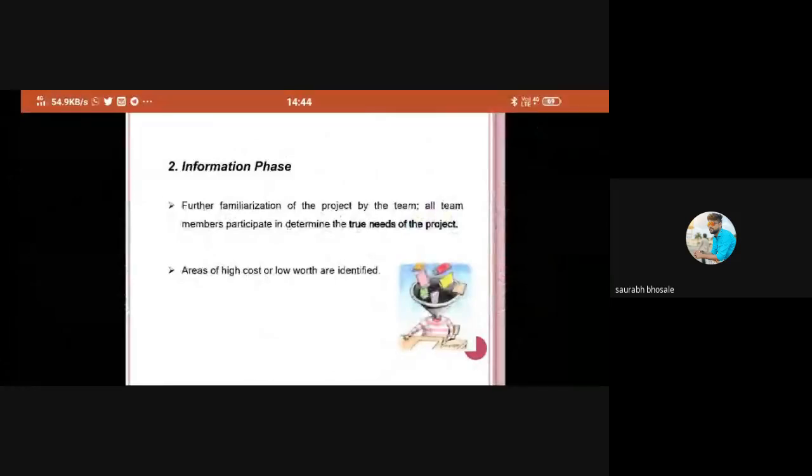Then the second phase is nothing but the information phase. In that there are three different steps. The first one is locate, identify, and arrange. There are three different stages under this information phase. The data related to that particular product will be arranged according to the requirement from different sources. So design data will be one, production data another, purchase data another, quality data another.